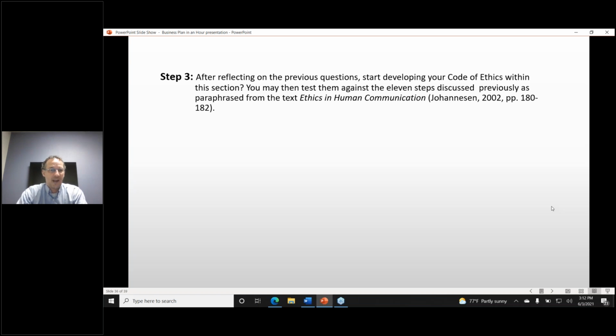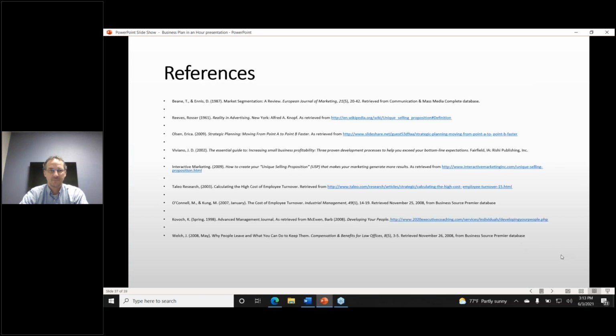Step 3, after reflecting on the previous questions, start developing your code of ethics within this section. You may then test them against the 11 steps discussed previously and paraphrased from the text Ethics in Human Communication. You can look that up in Johannesen, 2002, pages 180 to 182. And all you have to do is Google Ethics in Human Communication with that parentheses and it should come up.